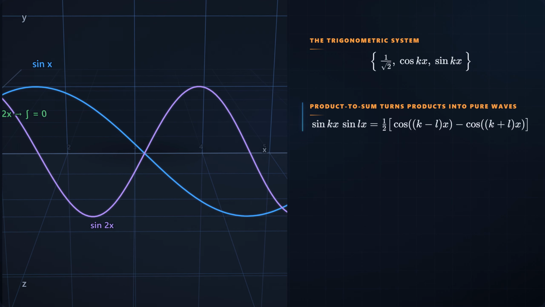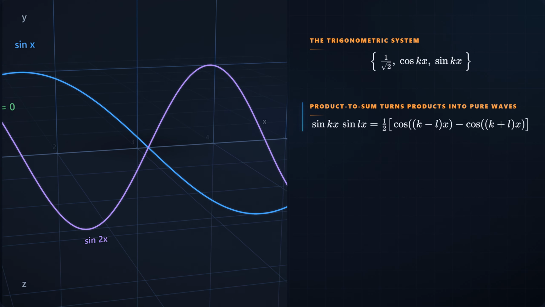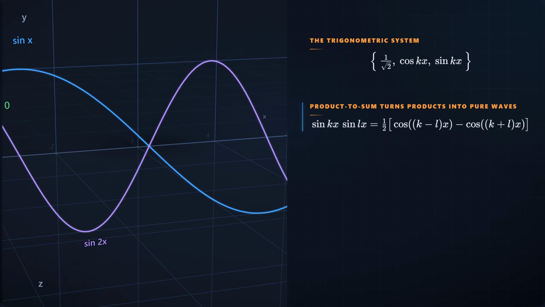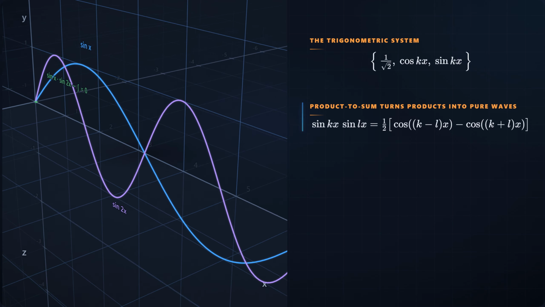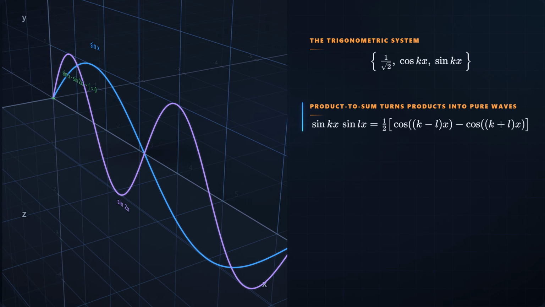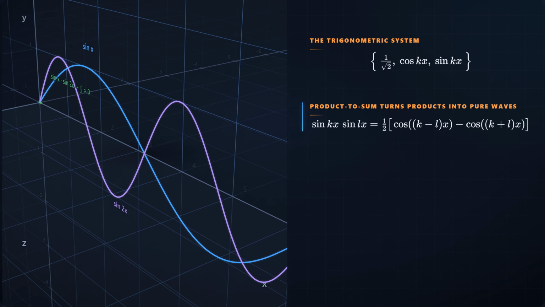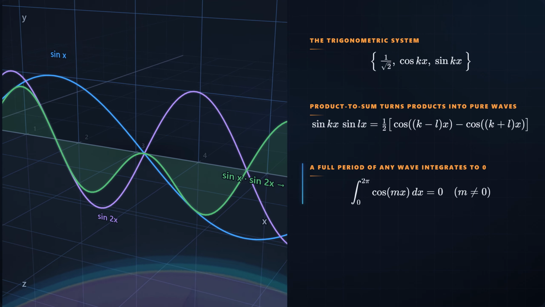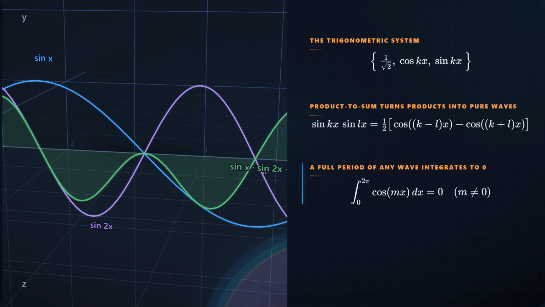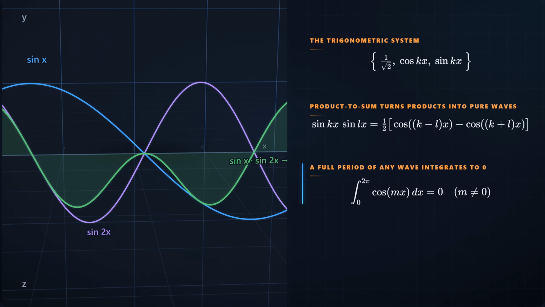A product to sum identity rewrites that product of 2 waves as a sum of plain cosines. Here, cosine of x minus cosine of 3x. No products left, just single waves. And a single cosine integrated over a whole period, why must that be exactly zero? Because a full wave has exactly as much area above the axis as below. It cancels to zero. Watch the green product curve. Its area above and below balance perfectly, so the integral vanishes.